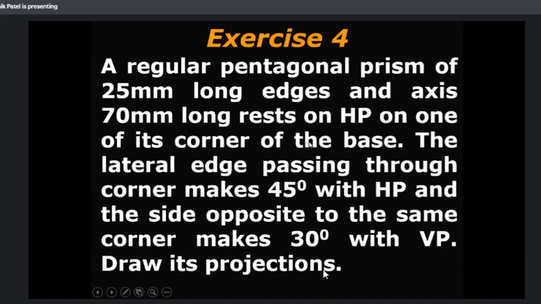So from the first line, what would you understand? Which data are given in the first line? First of all, which solid is given? Pentagonal prism is given. Very good. Second, the sides of the pentagon are given as 25 mm. Third, the axis of the pentagonal prism is given as 70 mm. It is resting on the HP plane on one of its corners.